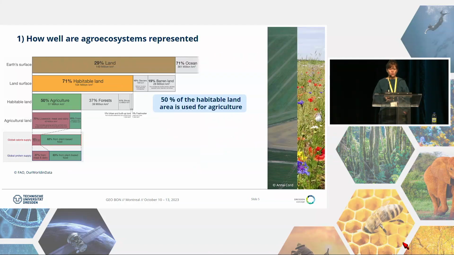So, first question, how well are agroecosystems represented? There are a lot of Earth observation products to look into cropland extent. I just picked our World in Data figure here. What we see here is that 50% of the habitable land area is used for agriculture.